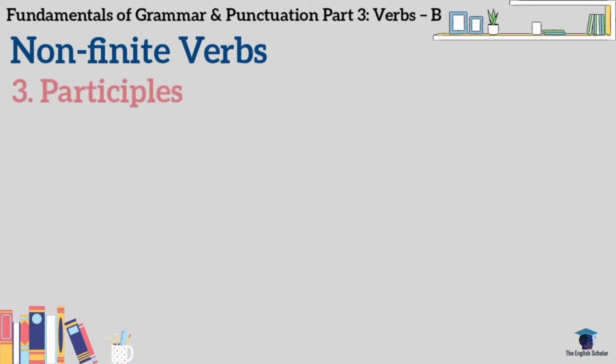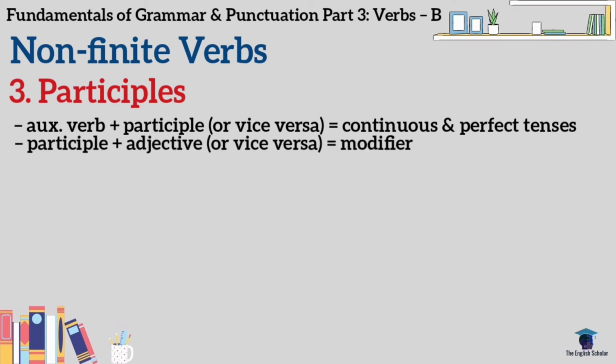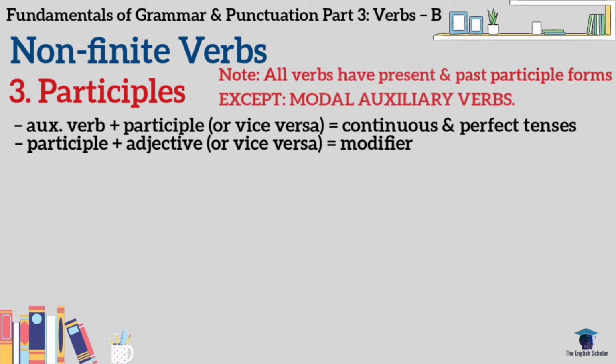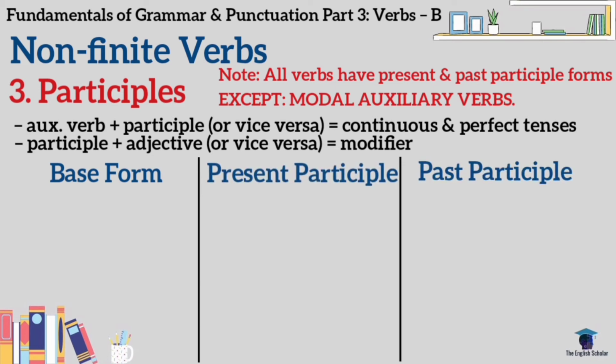Last one, participles. Participles are forms of verbs that either function with auxiliary verbs to create the continuous and perfect verb tenses or as adjectives to modify nouns. All verbs have present participle and past participle forms, except modal auxiliary verbs. Now let's try to form present participle and past participle of verbs. Let's have some examples, but first let us make a three-column table. The first column should be for the base form, the second is for the present participle, and the third column should be for the past participle.